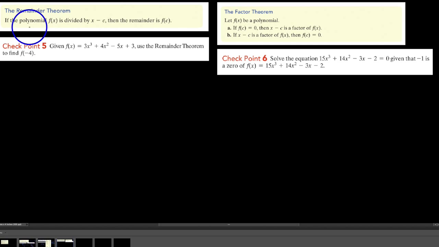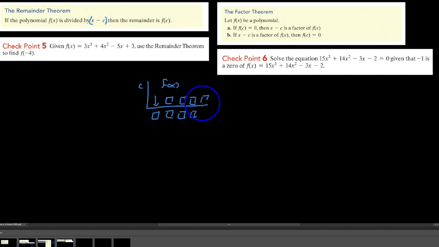We say that if the polynomial f of x is divided by x minus c, and I want to point this out, if it's in the form x minus c, we'll be able to use synthetic division. Then the remainder is f of c. Essentially, when we divide some polynomial f of x in here, and we put some c value on the outside, I'll just write c, then we'll drop down the leading term, and then multiply and add, multiply and add, multiply and add.